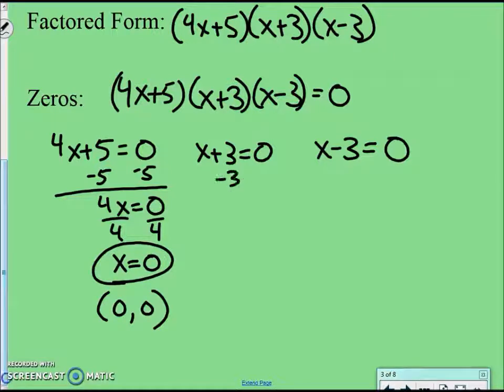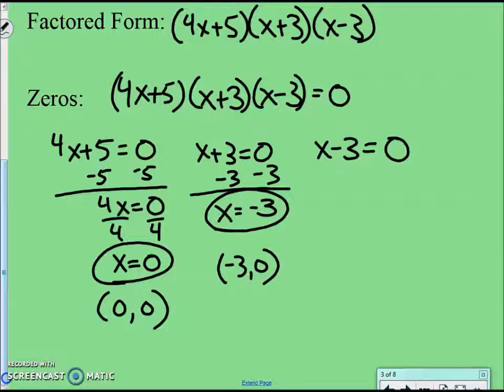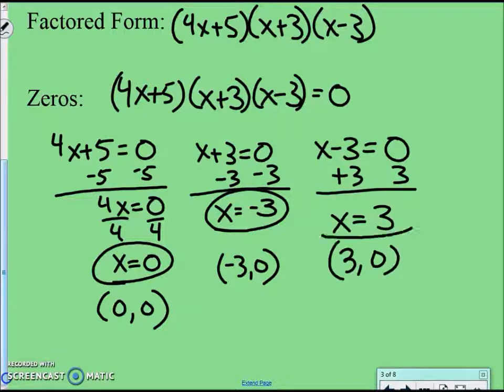X plus 3, I'm going to subtract 3 from both sides. And I'm going to get x is equal to negative 3. That's a 0. And it would have the x-intercept of (negative 3, 0). And finally, for the other one, I'm going to add 3 to both sides. X is equal to 3. So I'd have the x-intercept of (3, 0). I'd have the 0 of x equals 3. And there I found my solutions for this first problem.